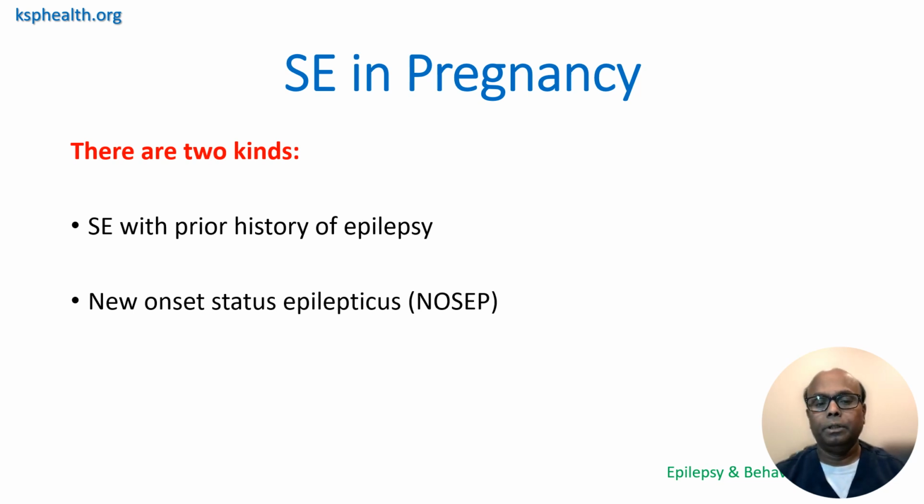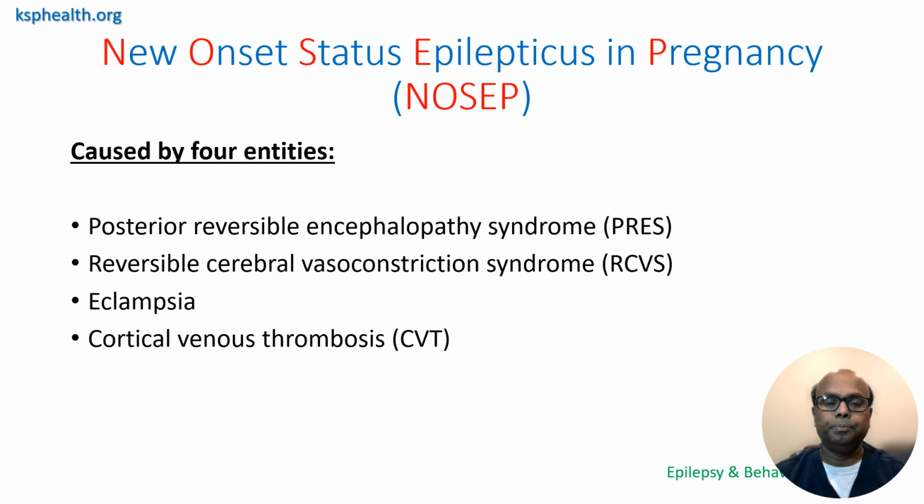Let's switch gears. Status epilepticus in pregnancy. There are two kinds. Status epilepticus in patients with a previous history of epilepsy. The second group is new onset status epilepticus. New onset status epilepticus in pregnancy is caused by 4 entities.